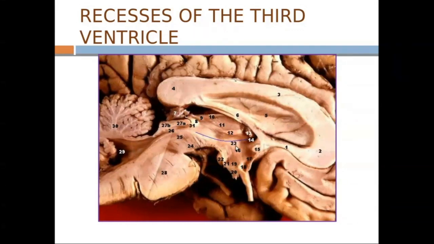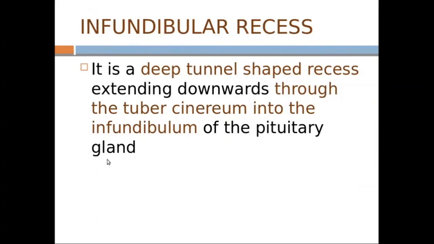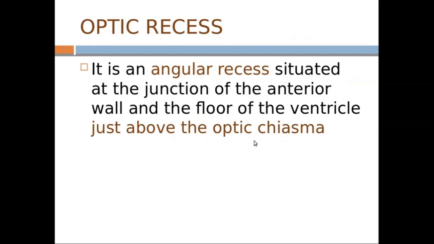So, in that, we have the optic chiasma and optic recess. Like that, in the pineal region, the suprapineal and the pineal recess. So they are present in all the boundaries of the third ventricle. The infundibular recess is a deep tunnel-shaped recess extending downwards through the tuber cinereum into the infundibulum of the pituitary gland. Optic recess is an angular recess situated at the junction of the anterior wall and the floor of the ventricle, just above the optic chiasma.